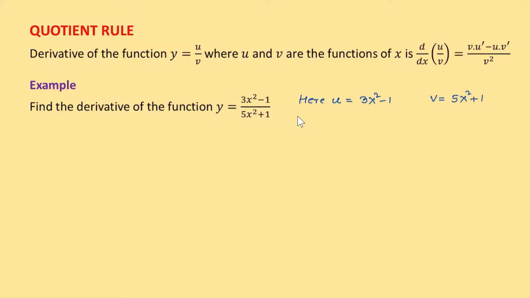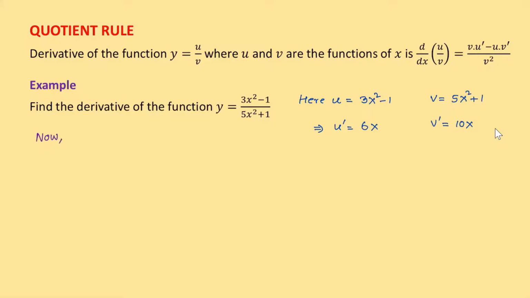So first we are going to find the derivative of each. So u prime is equal to derivative of negative 1, that is 0, and derivative of 3x squared is 6x. So the derivative of u will be 6x. Similarly, derivative of v denoted by v prime is equal to derivative of 5x squared is 10x. Derivative of 1 is 0.